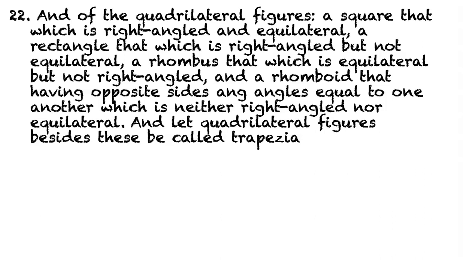22. And of the quadrilateral figures. A square is that which is right-angled and equilateral. A rectangle, that which is right-angled but not equilateral. A rhombus, that which is equilateral but not right-angled. And a rhomboid, that having opposite sides and angles equal to one another, which is neither right-angled nor equilateral. And let quadrilateral figures besides this be called trapezia.